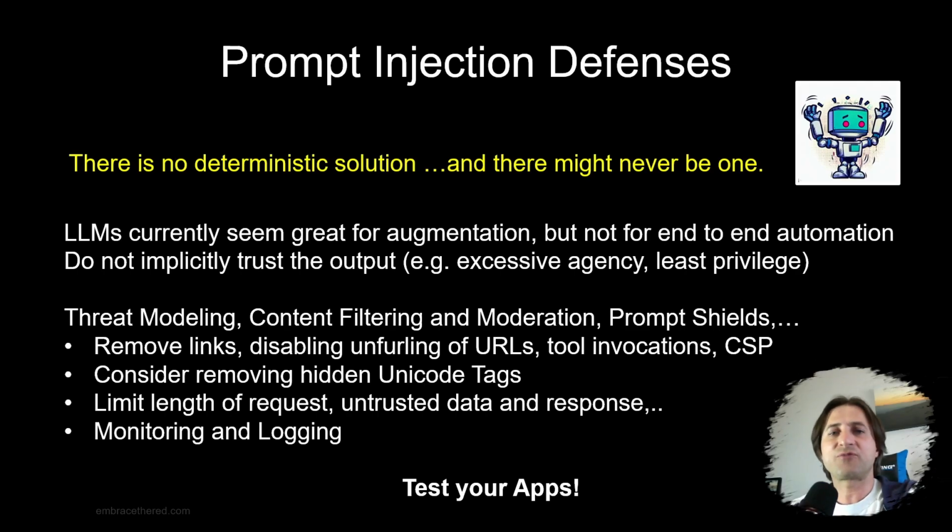And I recommend doing threat modeling of your application, right? Content filtering, moderation, implementing prompt shields to get a more robust, more reliable system. Do not render hyperlinks, right? You've seen what happens when you render hyperlinks, disable unfurling and so on. Leverage content security policies to protect your application better. Yeah, and consider removing Unicode tags. That's a big recommendation I would have, to not have the language model emit hidden characters.